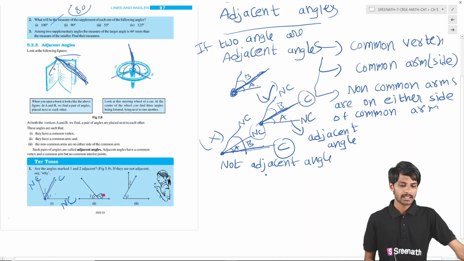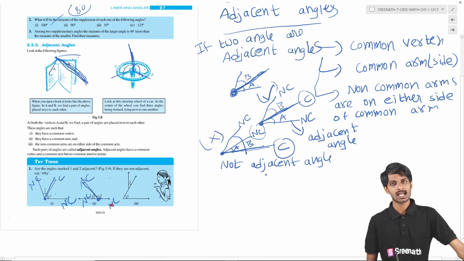Next, angle 1 and angle 2. Both these angles have a common arm. Next is the common vertex, which is satisfied. Next is the common arm. For this angle, this is the arm, and for this angle also, this is the same arm. So this is the common arm. And what are the other arms? Non-common arms. According to the third point, non-common arms are on either side. So it is also adjacent.